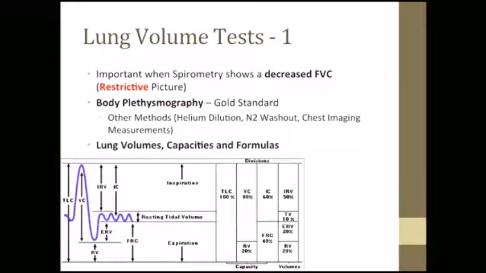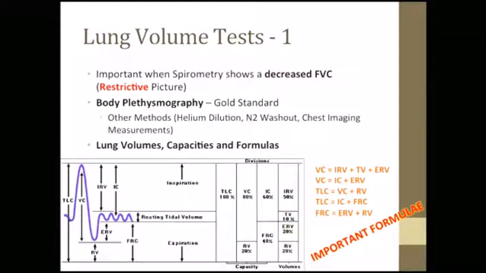So lung volume tests, it's usually ordered when you have a decreased FVC, when you have a restrictive picture, but people also order it for COPD. How you do it is usually by body plethysmography, it's the gold standard. Other important methods include helium dilution, which they may just word drop on you in one of the MCQ questions. So note, helium dilution can be used to measure lung volume. And these are the important formulas which you need to know.